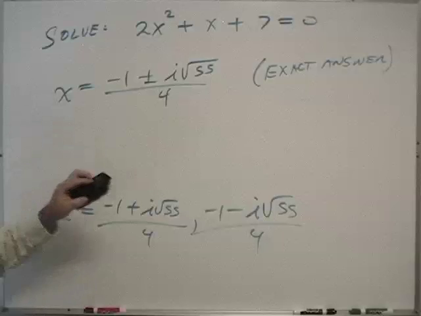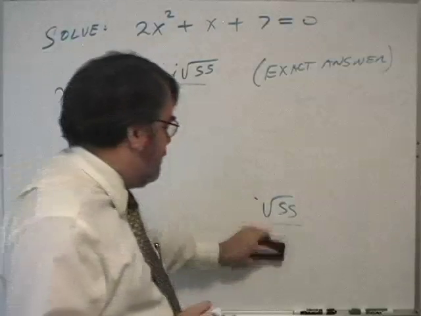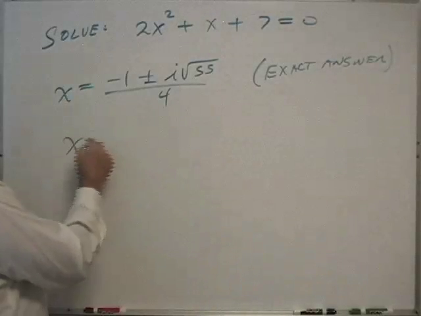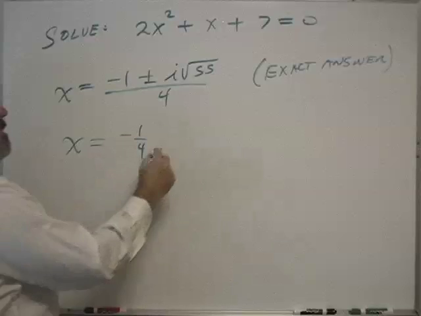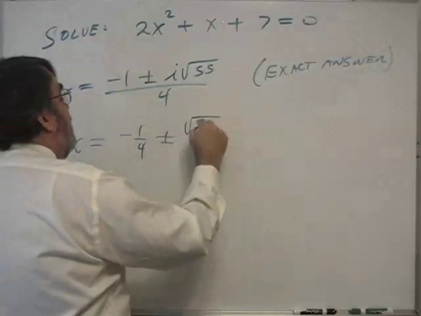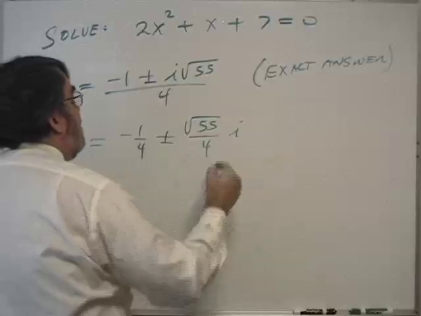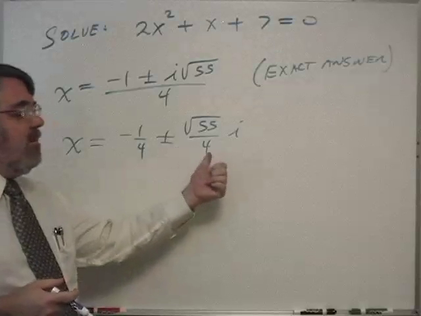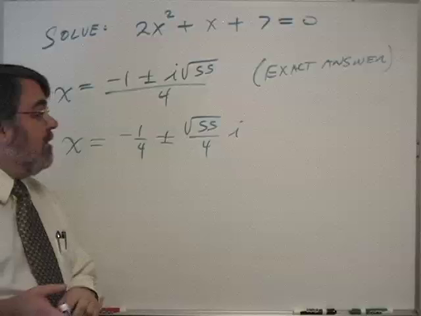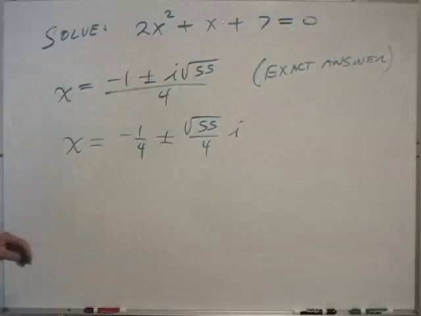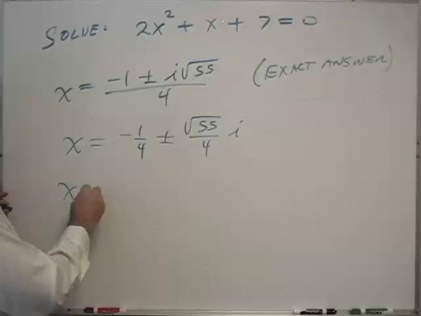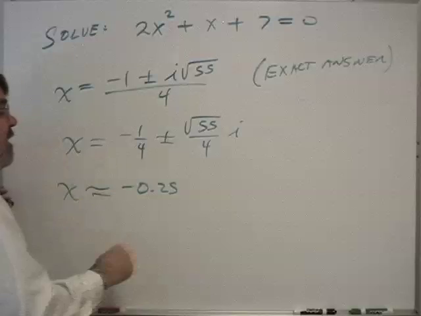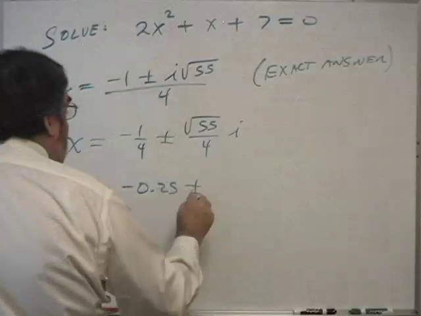So here's how we handle the complex number answers. I'm going to split it up differently. x equals minus 1/4 plus or minus the square root of 55 over 4 times i. So I split this up into the real part and the imaginary part. And now we can pull out the calculator for the approximate answer. So x is approximately negative 1/4, which is negative 0.25, plus or minus, and I'll need the calculator for this one.